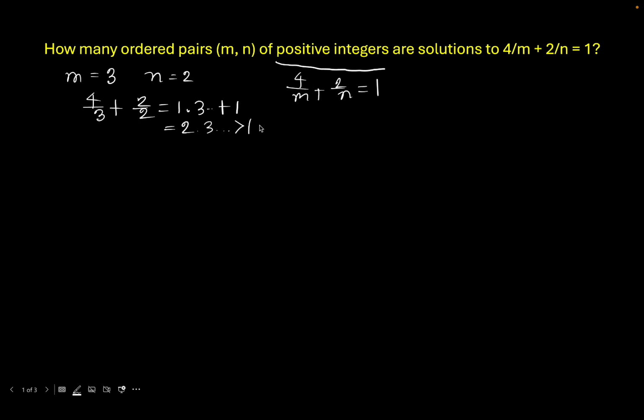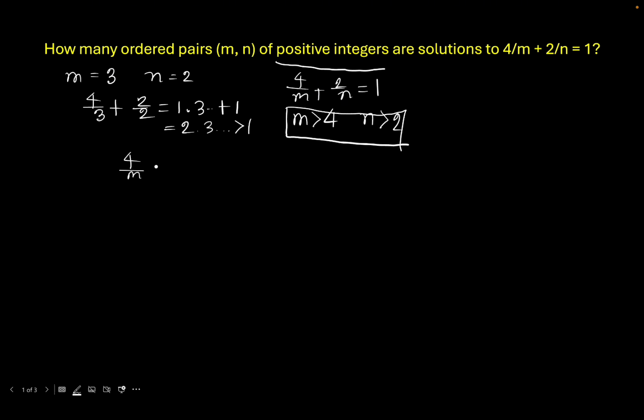So from this hypothesis, we can say the value of m should always be greater than 4 and n should always be greater than 2. Otherwise, this equation will be invalid. So now we know that this is our boundary. We can jump into this equation.